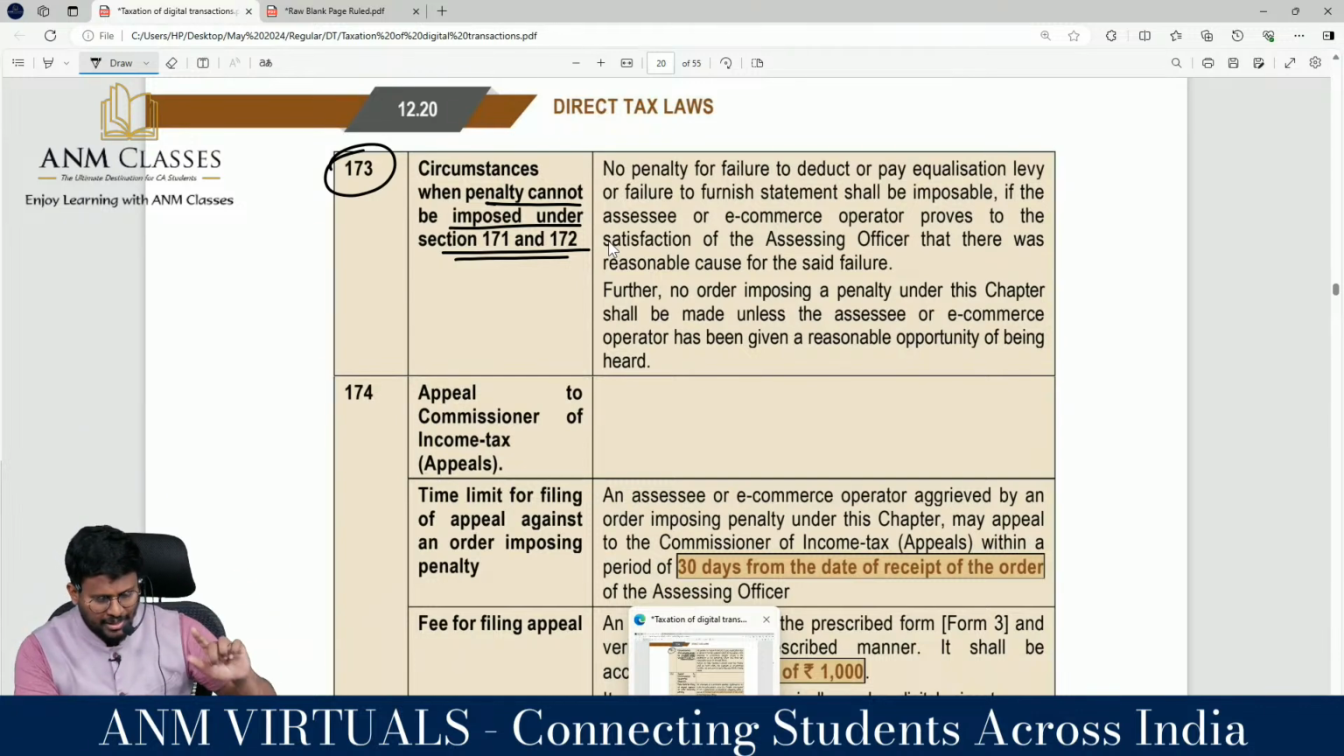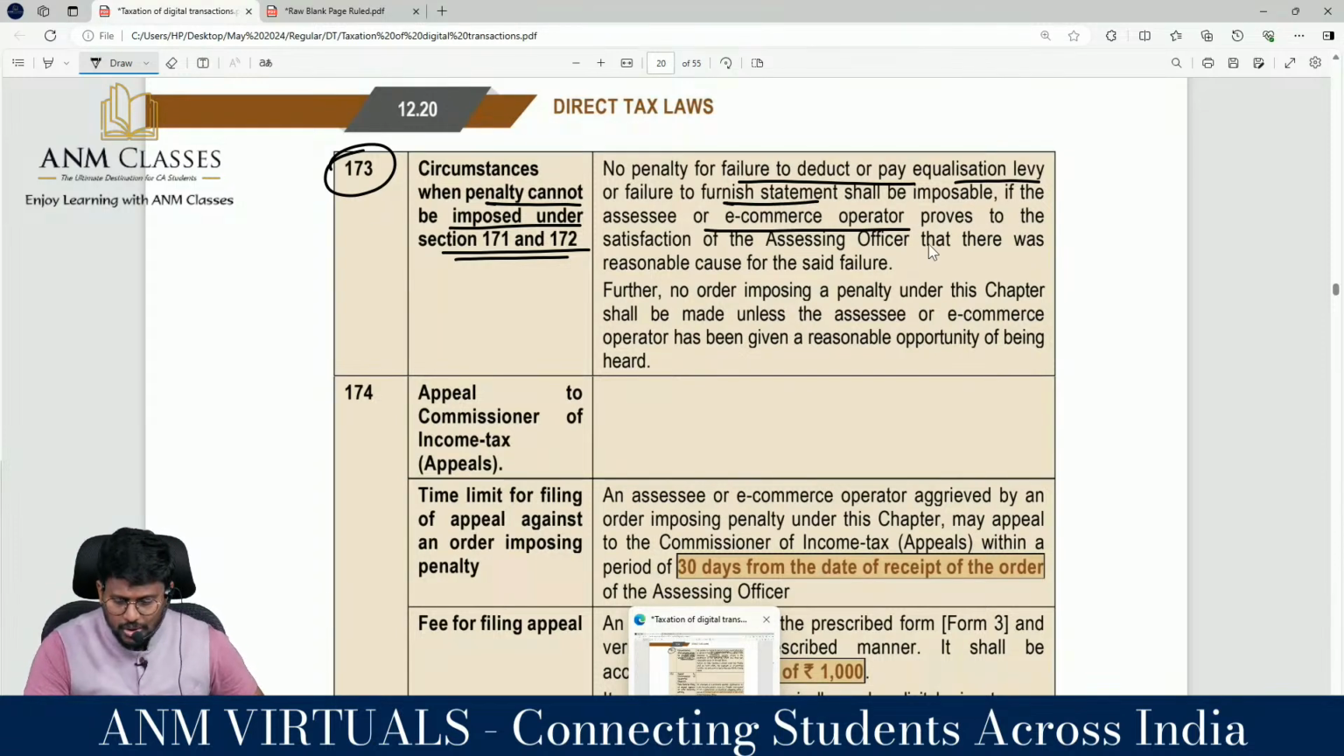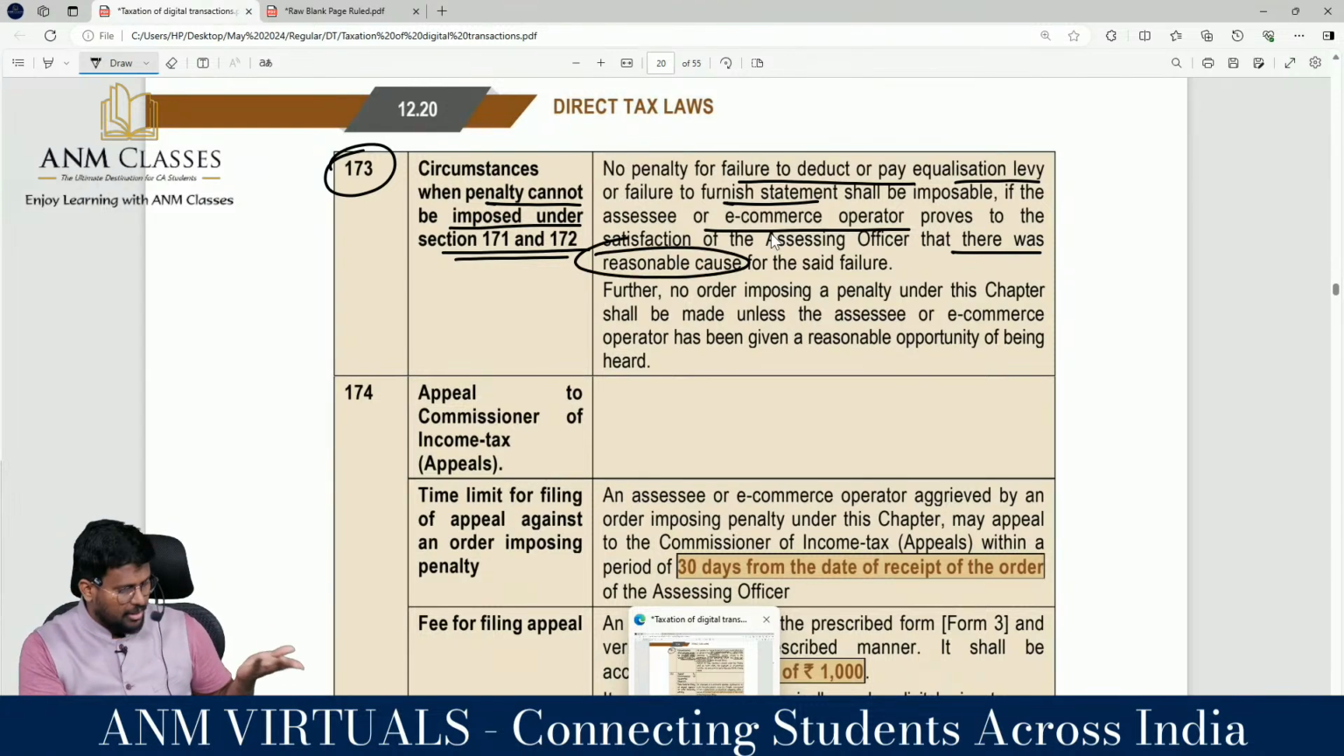173, circumstances when penalty cannot be imposed under what and what? 171 லயும் 172 லயும் என்ன levy பண்ணக்கூடாது? No penalty for failure to deduct or pay equalization levy or to furnish statement shall be imposed if the assessee or an operator proves to the satisfaction of the AO that there was a reasonable cause. காரணம் இருக்கறனால தான் நான் பே பண்ணல. Further, no order imposing a penalty under this chapter shall be made unless the assessee or e-commerce operator has been given an opportunity of being heard.